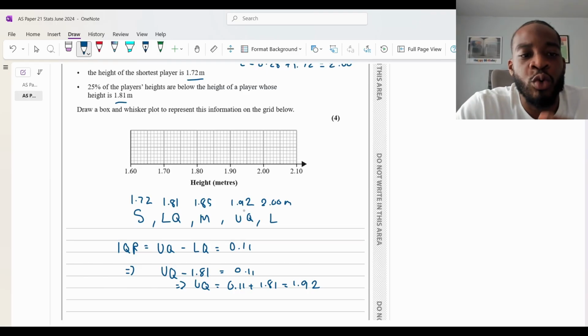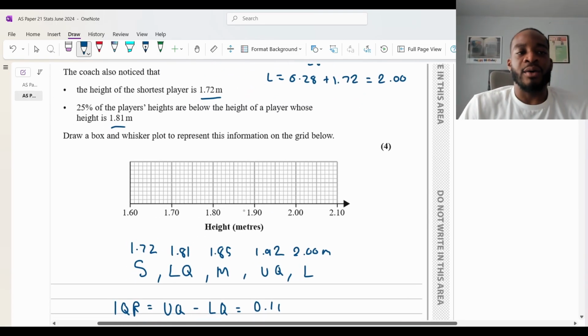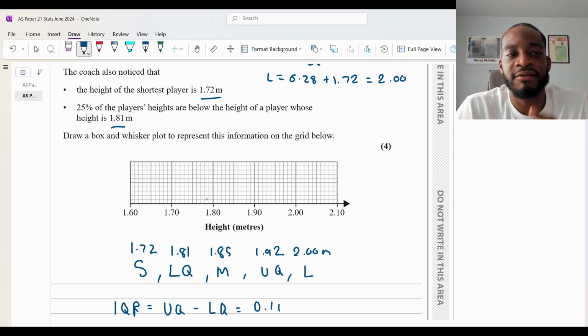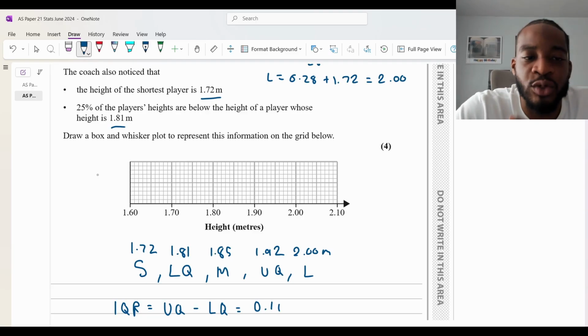And now we have all of the information needed to draw the box and whisker. So I'm going to draw it. Now, just as a quick side note, OneNote, the software I'm using to do these questions and draw and write, they've updated it. So it's a bit tricky for me to now draw straight lines. So I'm just going to do it freehand. But obviously in an exam, you'll use a ruler, wouldn't you?